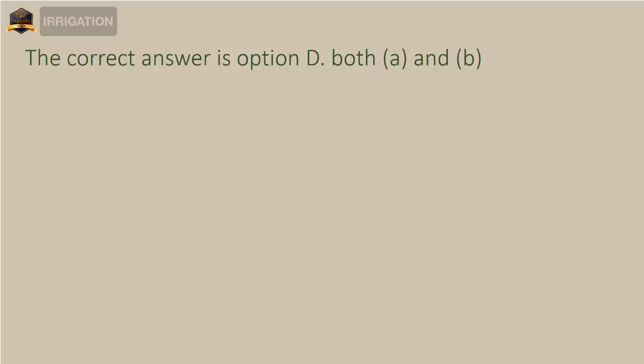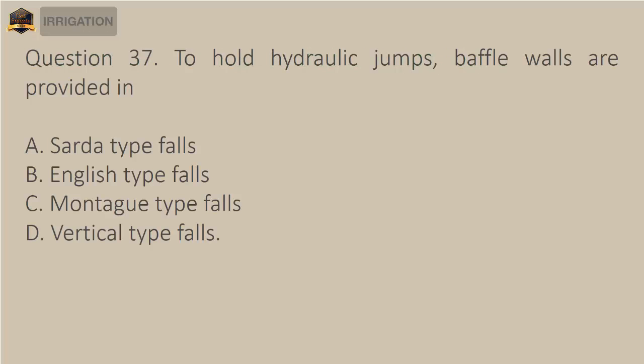Question 37. To hold hydraulic jumps, baffle walls are provided in A. Sarda-type falls. B. English-type falls. C. Montague-type falls. D. Vertical-type falls. The correct answer is option B, English-type falls.